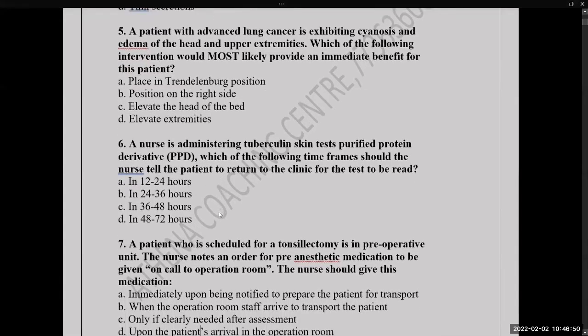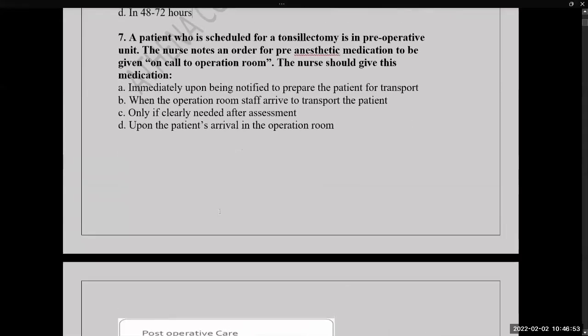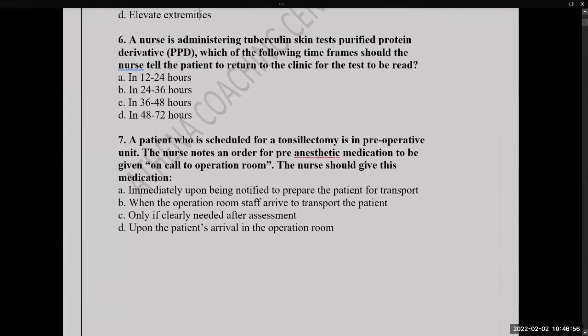Sixth one. A nurse is administering a tuberculin skin test, purified protein derivative. Which of the following time frames should the nurse tell the patient to return to the clinic for the test to be read? After giving purified protein derivative, you have to ask the client to return to the clinic for reading the test.